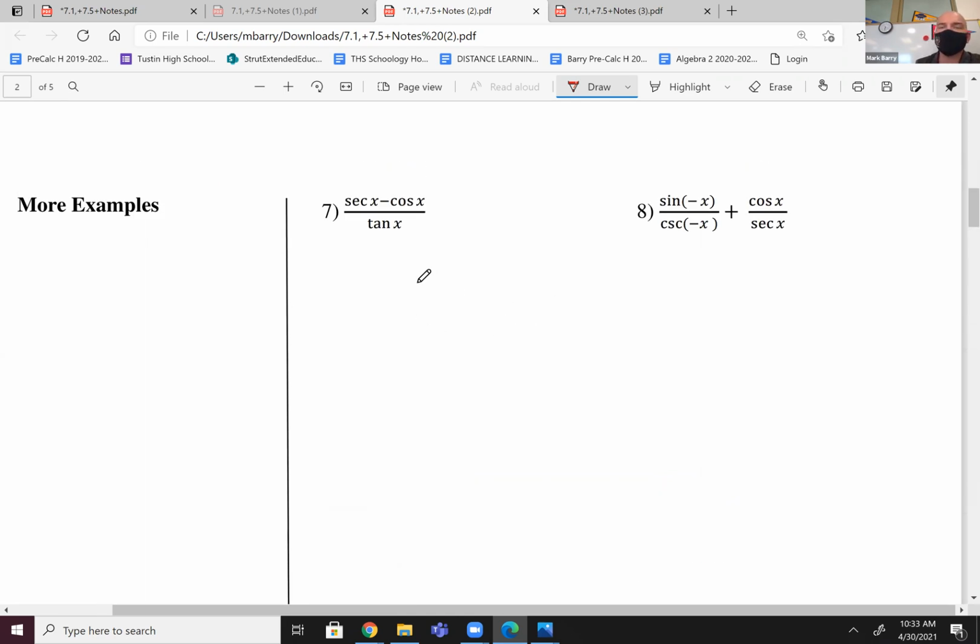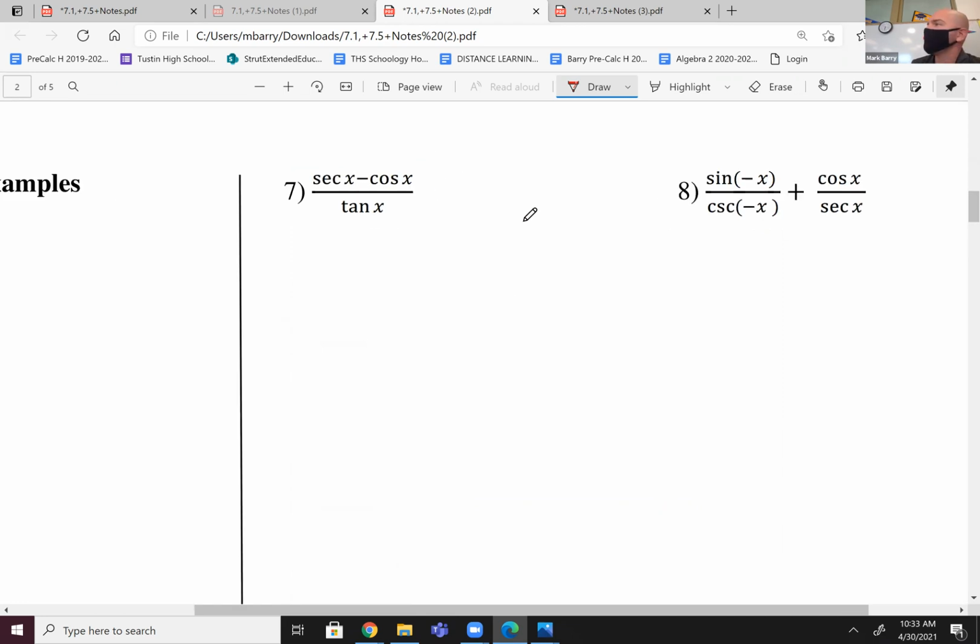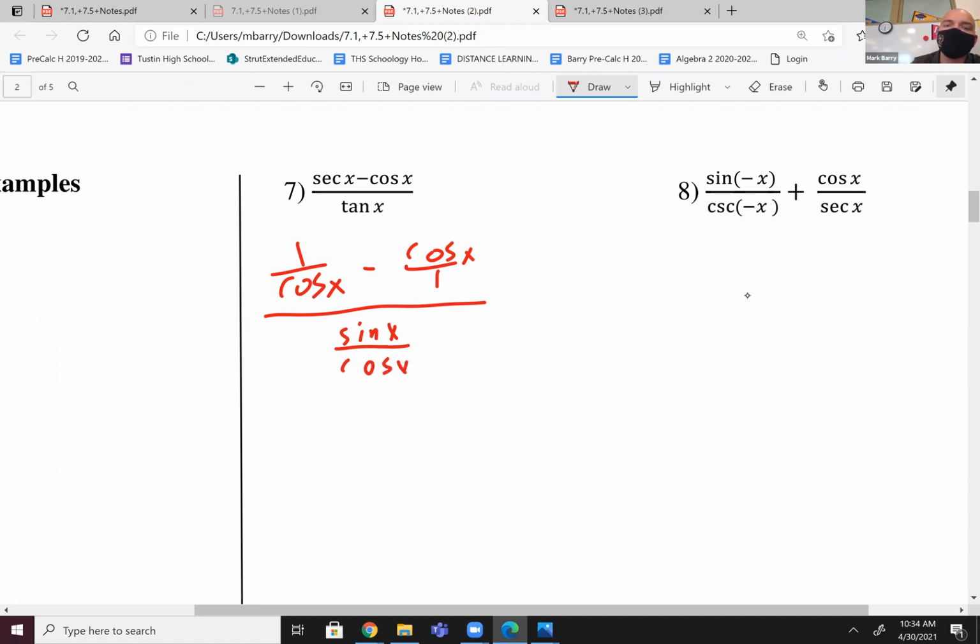All right, cool. So let's go to number 7. Number 7 looks like a lot of stuff that we can change to sines and cosines. So I'm going to start off with that. So we're going to go 1 over cosine of x minus cosine x over 1 over sine x over cosine x. So that's kind of my first plan of attack there, is change everything to sines and cosines. Now, this actually doesn't look more simple. It actually looks more complicated right now, but worry not. We're gonna make it more simple in a minute.